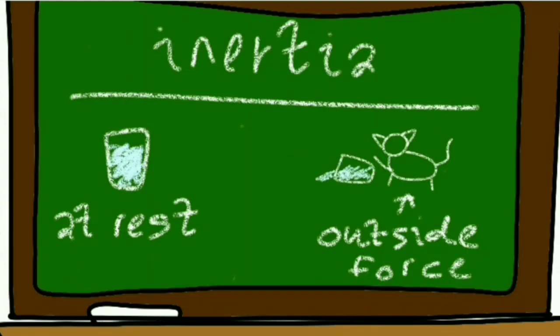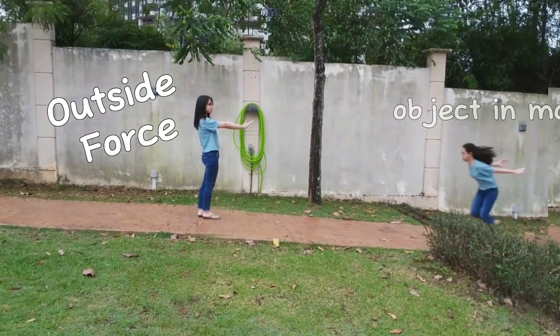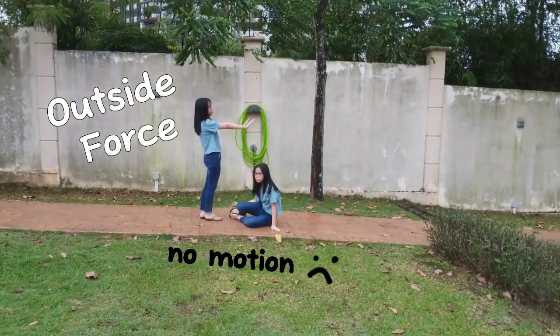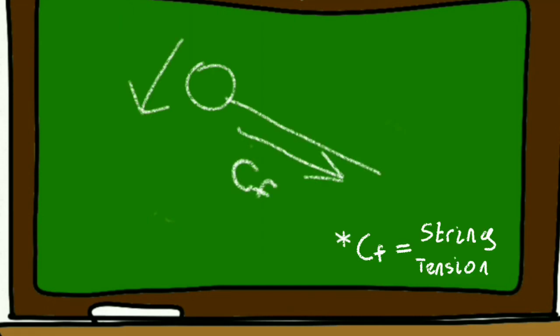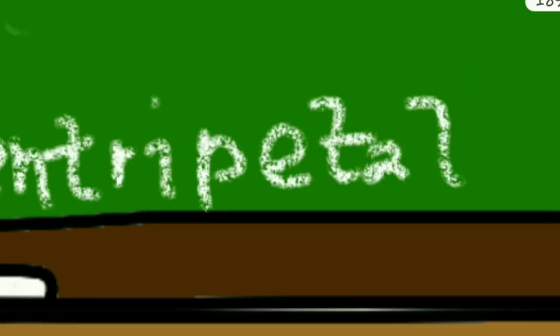Newton's law of inertia states that an object won't change its motional state unless acted on by an outside force, so the ball must have been acted on. But from what? It turns out that directed inwards on the ball is a force from the string, causing circular motion. This force is called the centripetal force.